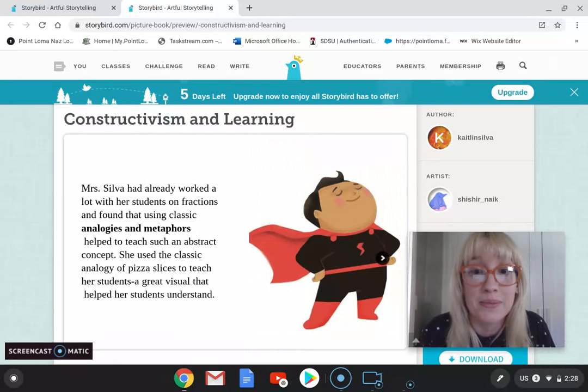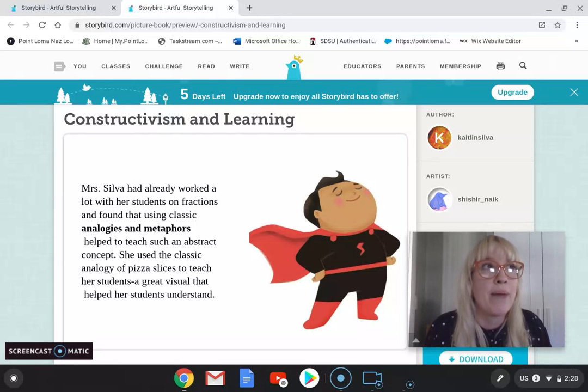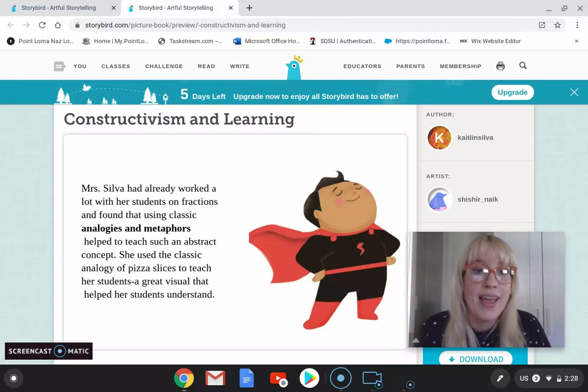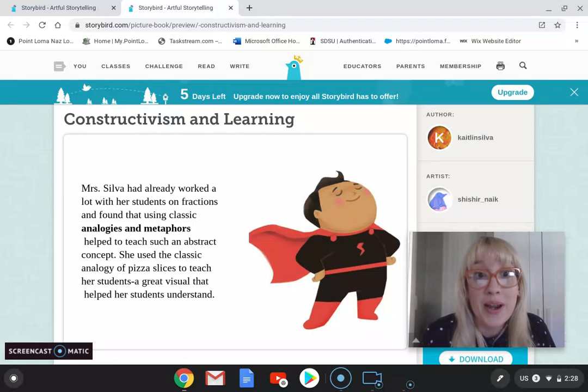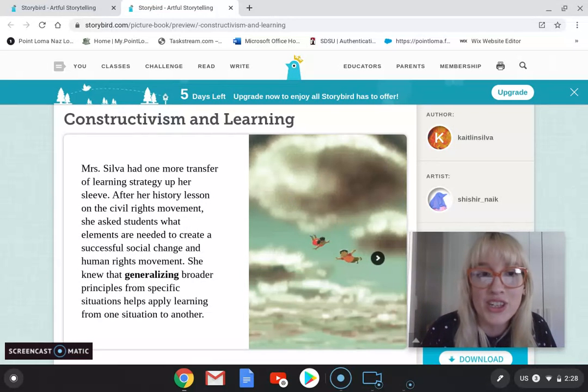taught, possibly. Mrs. Silva had already worked a lot with her students on fractions and found that using classic analogies and metaphors helped to teach such abstract concepts. So the students are able to work on percentages because they already have this knowledge of fractions. And that's really hard to teach. So she used a classic analogy, a pie of slices, to teach her students. And it was a great visual to help them understand fractions.